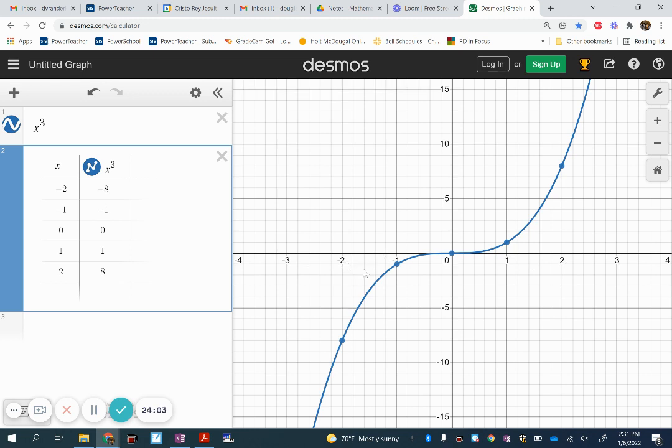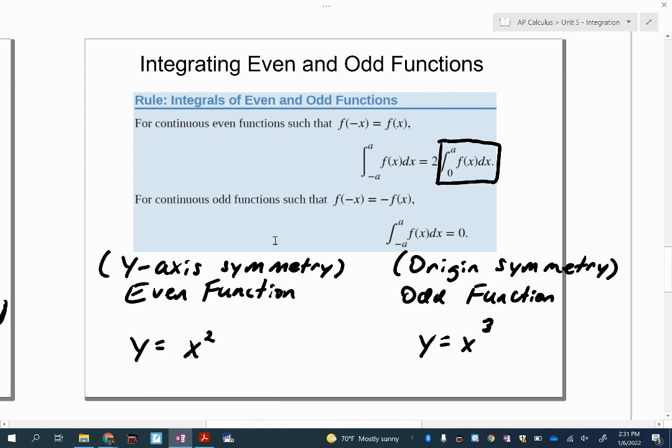All right, so if you look between negative 2 and positive 2, between negative 2 and 0, these are all negative y values. And between 0 and positive 2, these are all positive y values. So if you were to find the integral between negative 2 and 2, those are just going to cancel each other out and become 0. So that's why this rule states that if you have a continuous odd function, the integral from the opposite of a number to that number is going to be 0. So we're going to do the same thing.